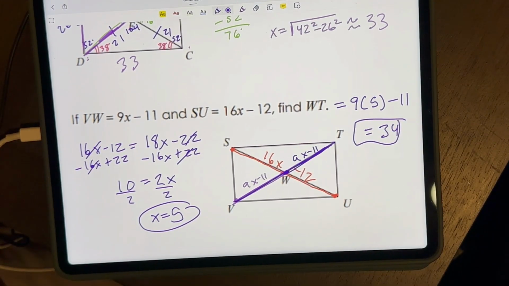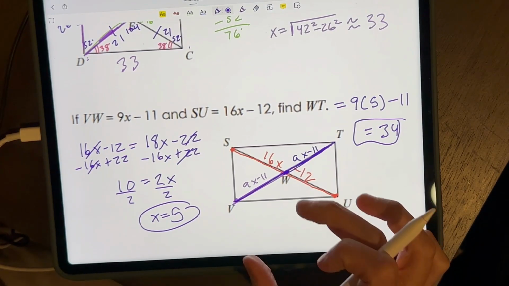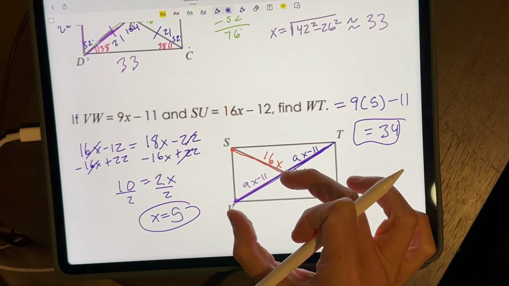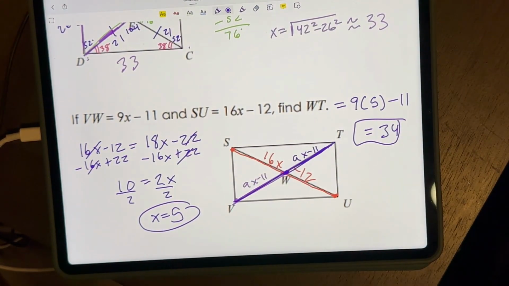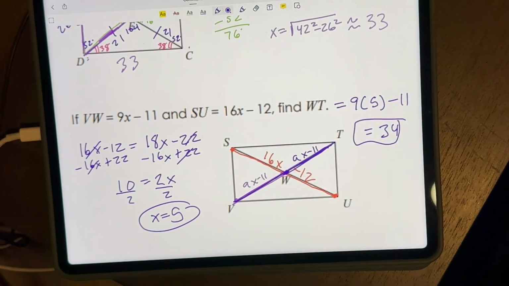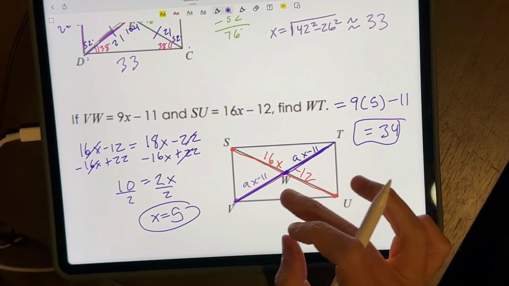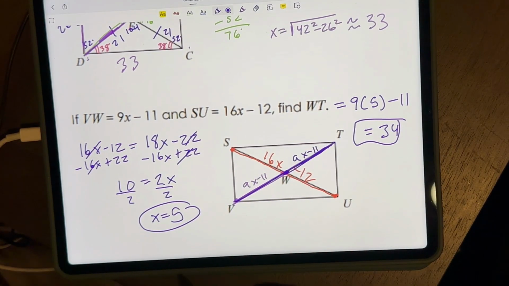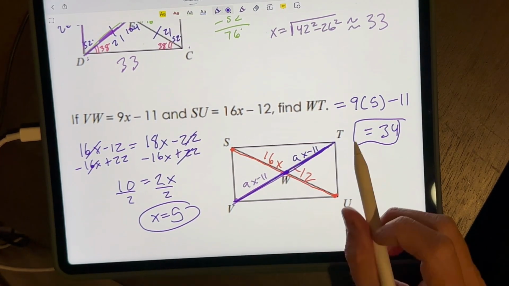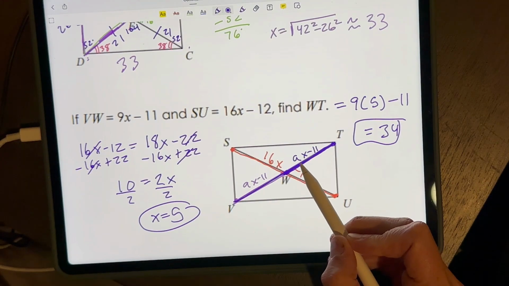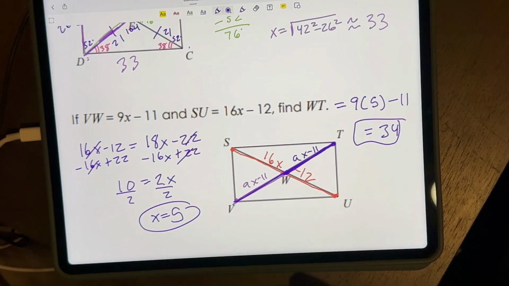So again, you need to highlight the diagonals and make sure they're the same length, because if you just set this equal to 16x minus 12, you'll get it wrong on the test, because this is only half the length of the red. So you can either double the purple piece or you can split the red piece in half. You'll still get the same answer. You'll still get x is 5, and then plug it into what it needs, which in this case was W to T. And the length of W to T is just 9x minus 11.